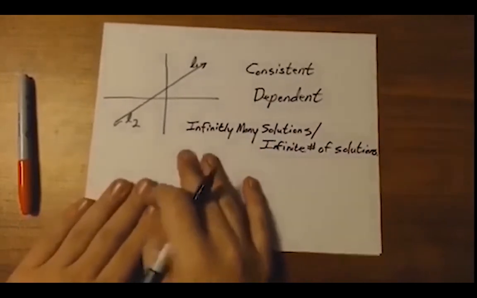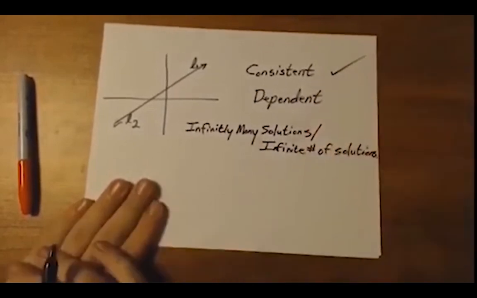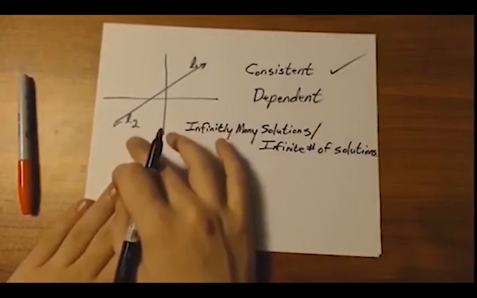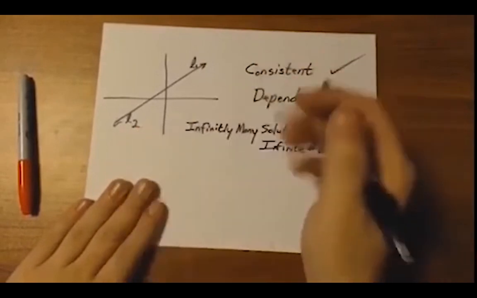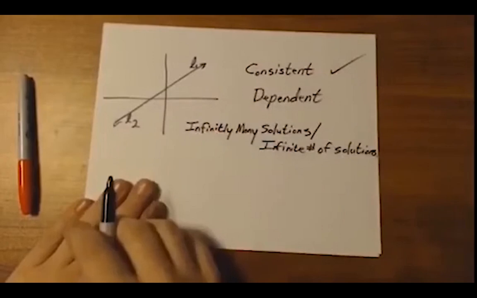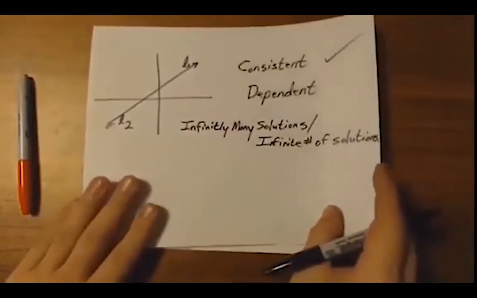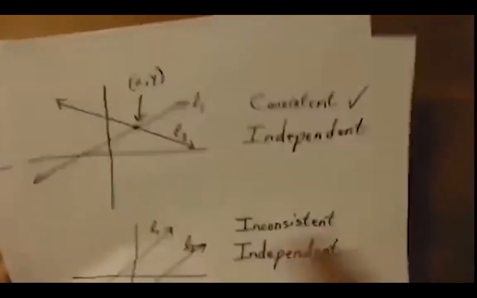But since there is at least one solution, that makes it consistent. But since the lines are the same line, they are dependent. The equations of the lines are dependent on each other. They are the same line. So we're going to come back to these vocab words. We're going to use them, consistent, inconsistent, dependent, independent, throughout this lesson. Keep that within reach.